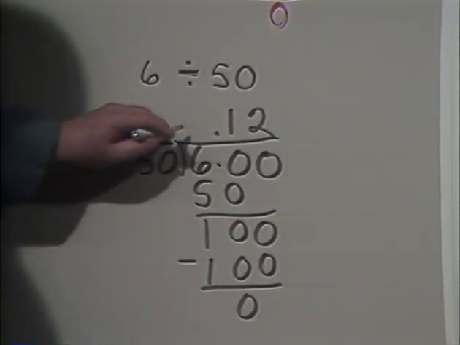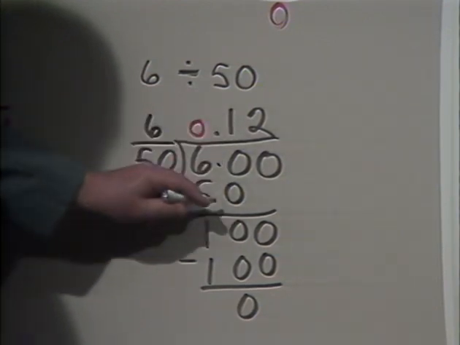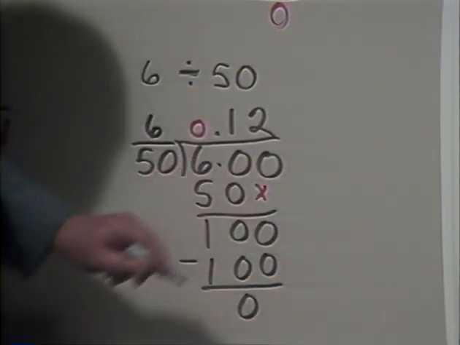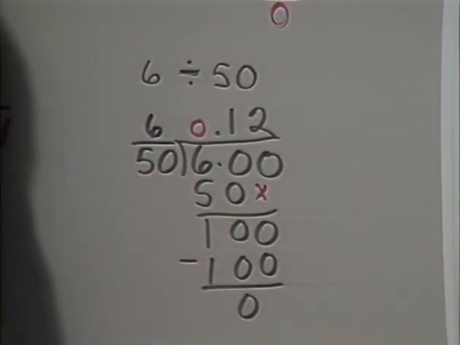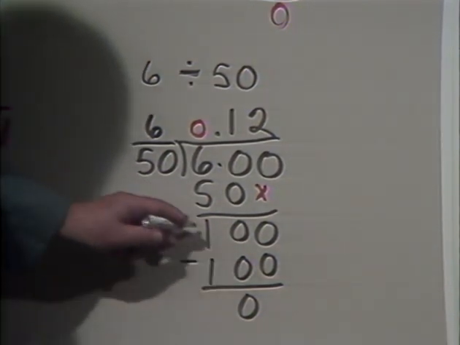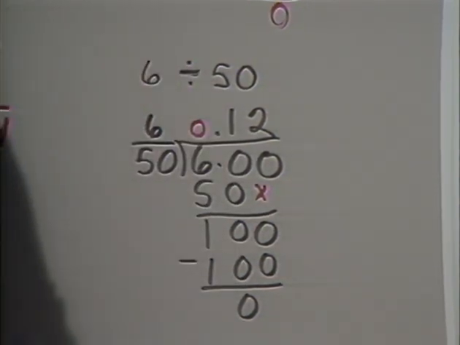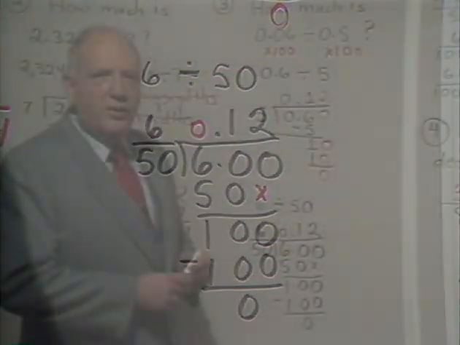Now how does this problem go? 50 goes into 60 once. 50 from 60 is 10. Bring down the 0. 50 goes into 100 twice. 100 from 100 is 0. I get the same answer as before, 0.12.